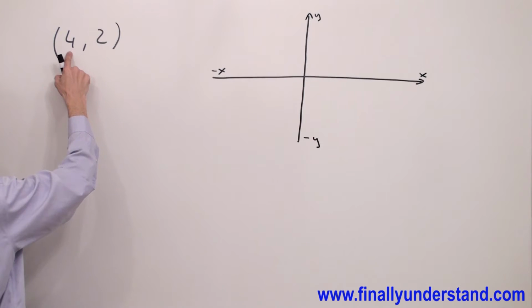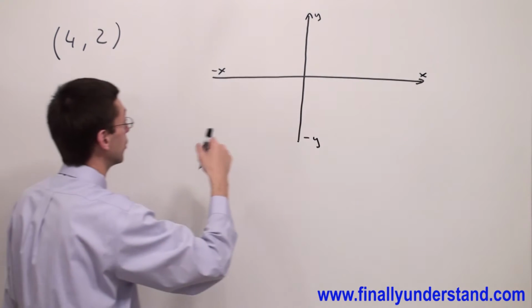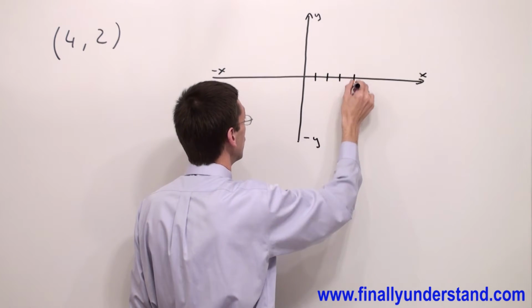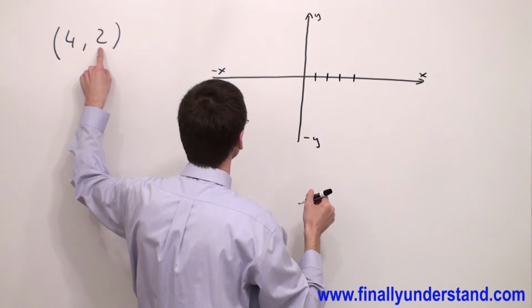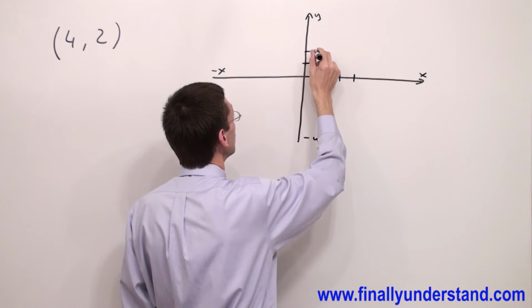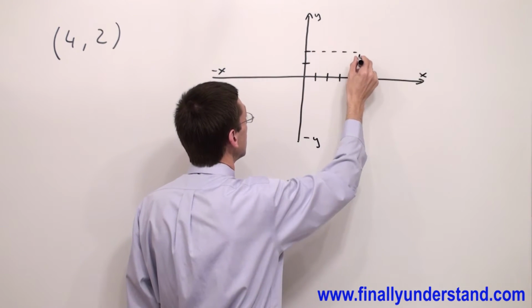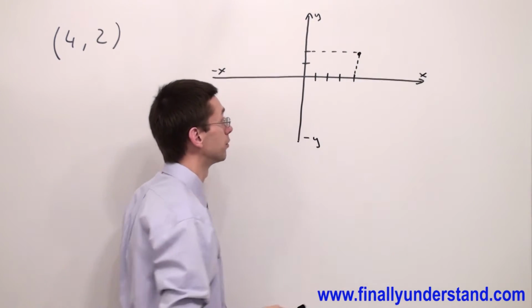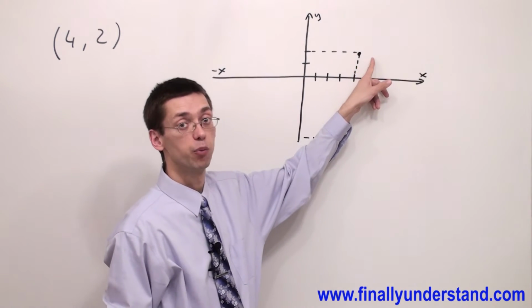We have 4, so my x is equal to 4: 1, 2, 3, 4. And I have 2, so y is equal to 2: 1, 2. And this is nothing else, just the point which we are looking for. Okay, this is my point.